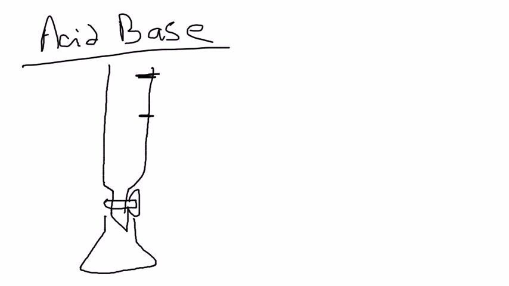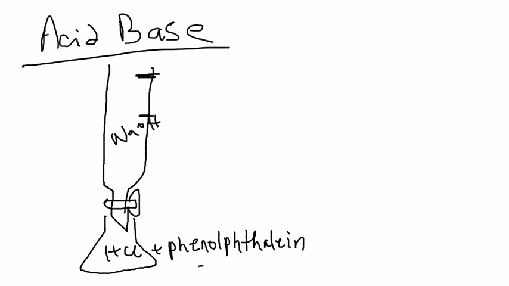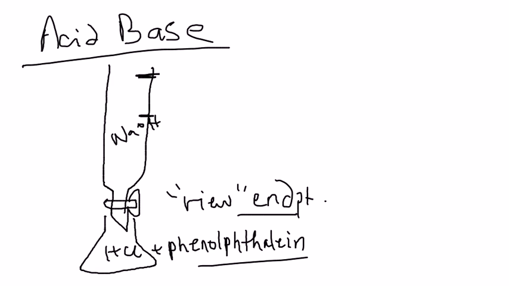The aim is to basically figure out the concentration of an unknown solution. That unknown solution is called an analyte. In our case, we had sodium hydroxide as the titrant, and we had an HCl solution with phenolphthalein as the indicator. And the presence of that compound essentially enabled us to view the endpoint. That was the whole aim of that lab.